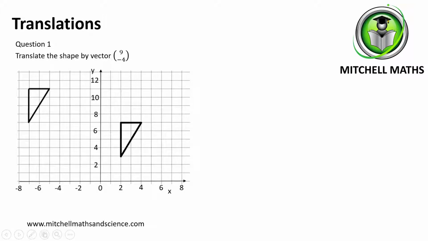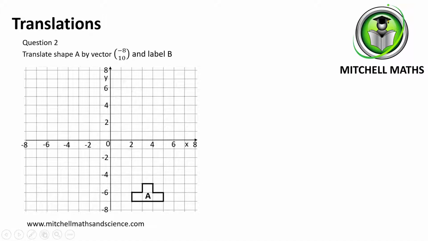So let's have another look at another translation. Translate shape A by vector minus 8, 10 and label B. Right, so we're going to translate it by, first of all, minus 8. And that's going to be in the X direction, so it's going to be in the negative X direction or to the left. If we take this point here, 1, 2, 3, 4, 5, 6, 7, 8.